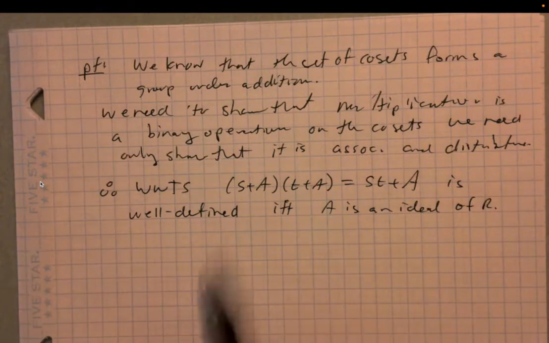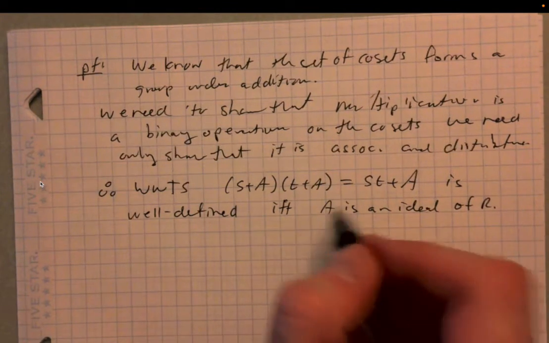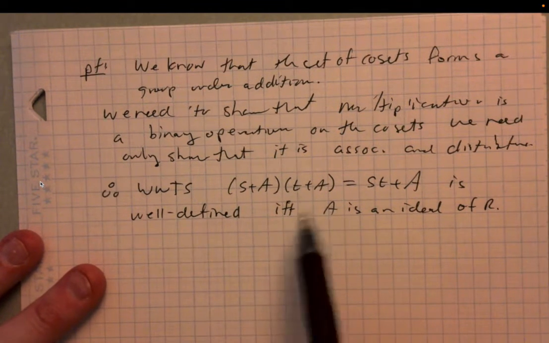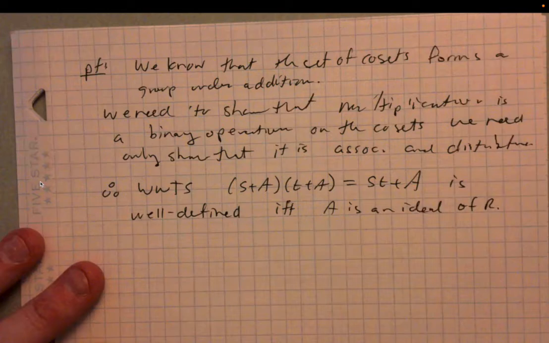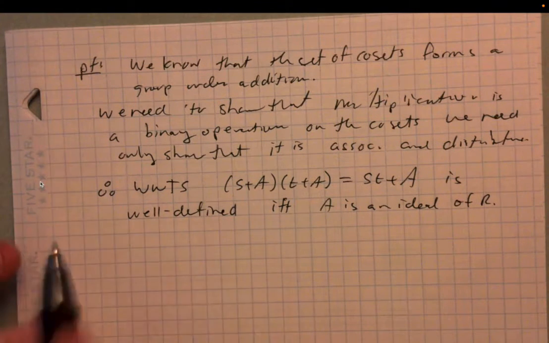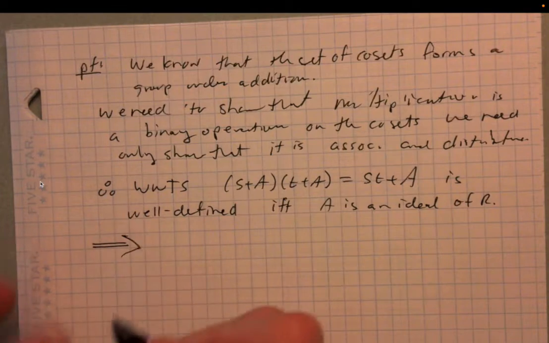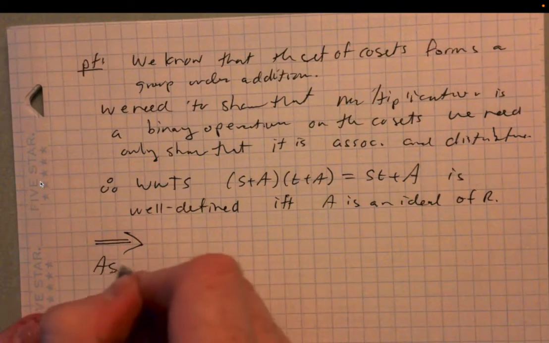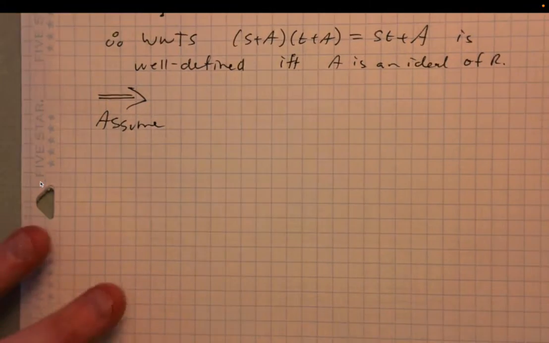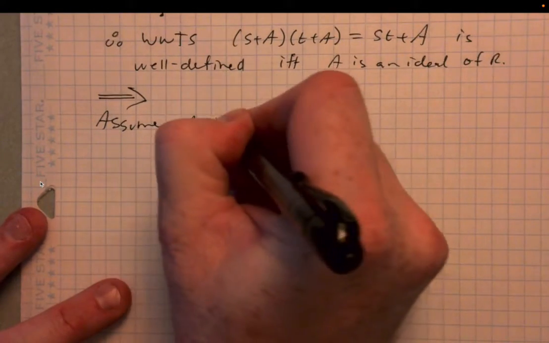Right, so the if and only if statement can really be reduced to this, right? If the operation is well defined, then A is an ideal. And if A is an ideal, then this operation is well defined. Okay? So let's do both directions here. We'll start with this. We'll assume A is an ideal.